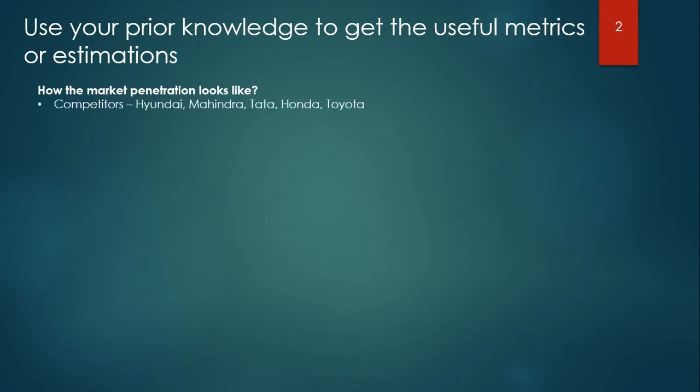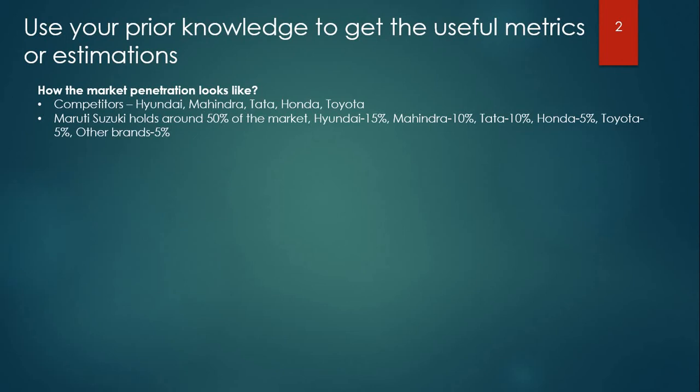Looking into the market penetration of cars, you can think of different competitors in the market. So we have Hyundai, Mahindra, Tata, Honda and Toyota. But the good part is Maruti Suzuki holds around 50% of the market, whereas Hyundai 15%, Mahindra 10%, Tata 10%, Honda 5% and Toyota 5%, and 5% goes to other brands like Renault, right? So this gives us a fair understanding of how my market looks like.